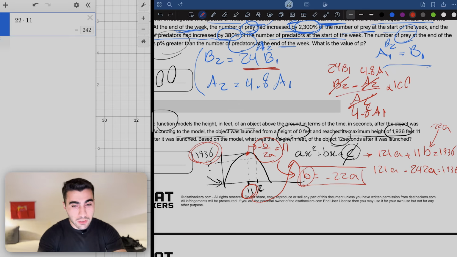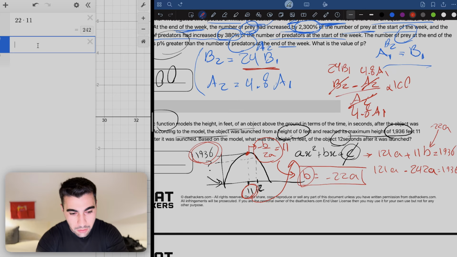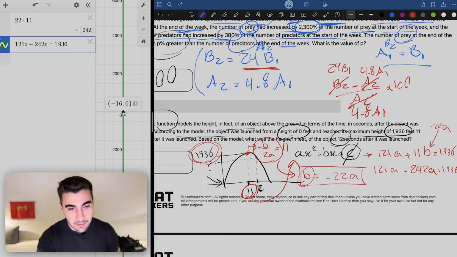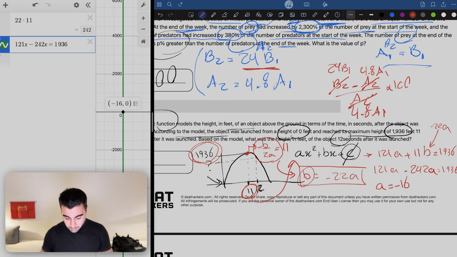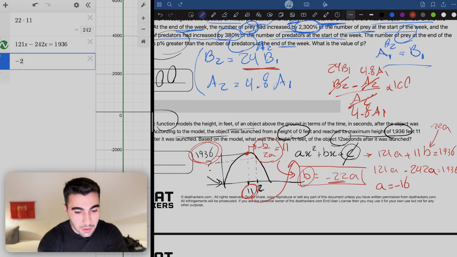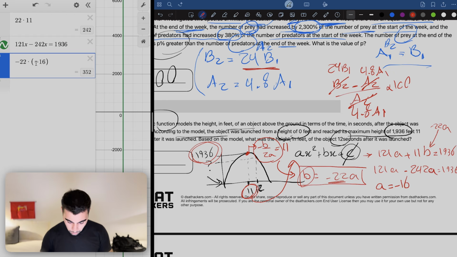Now to solve this, just plug this into the calculator in decimals. Just do 121x minus 242x equals 1936. This should give us the value of a, which is negative 16. So we found that a is equal to negative 16. Now plug negative 16 here, and it's going to give us b. So b is equal to negative 22 times negative 16. Let's do this in parentheses. Yes, that's 352. So b is equal to 352.